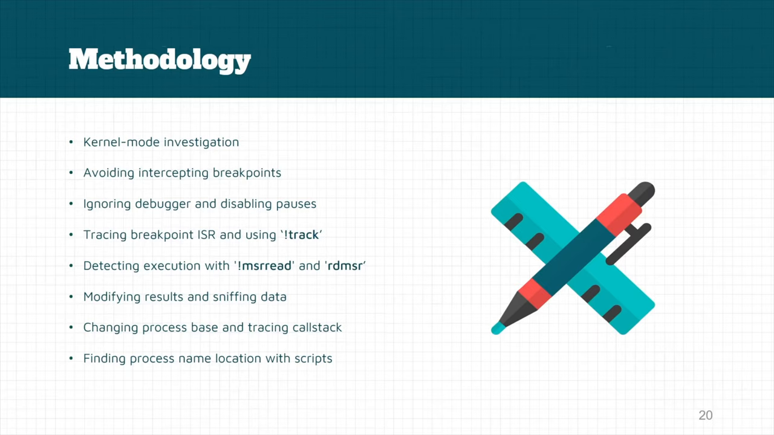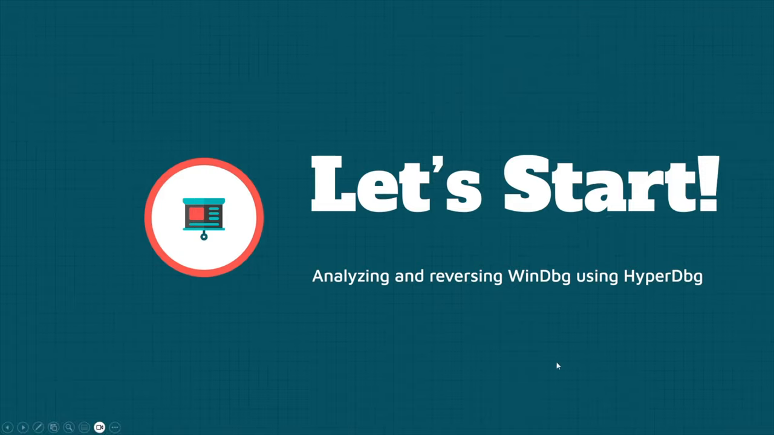try to modify results and sniff the data of WinDbg, and we'll change the process space and trace the call stack and find the process name and where the process name actually exists for some commands that are used in WinDbg. So let's see.